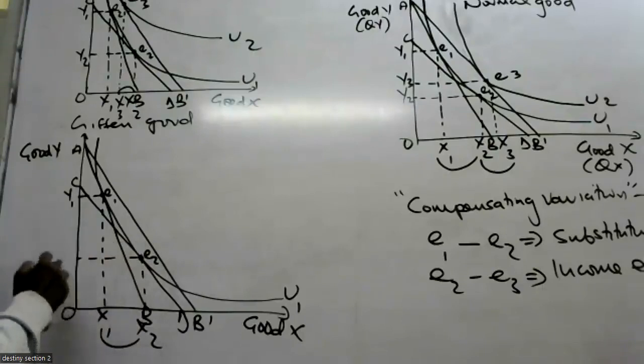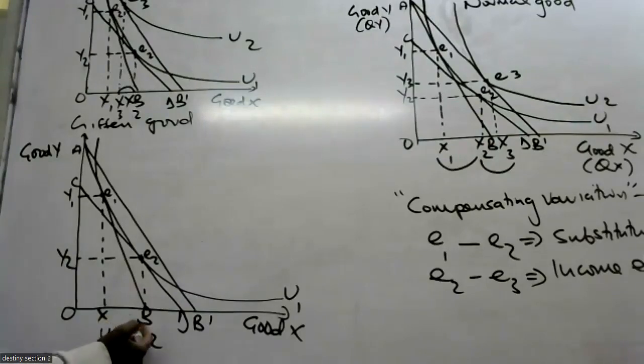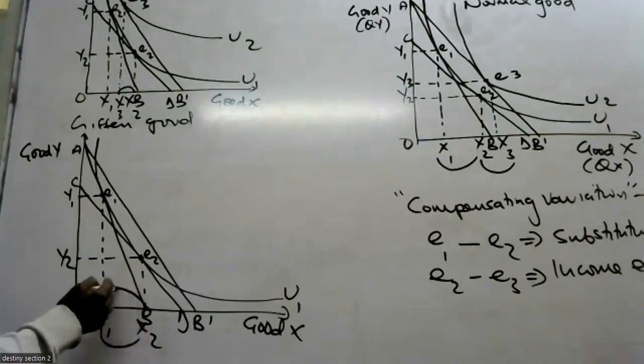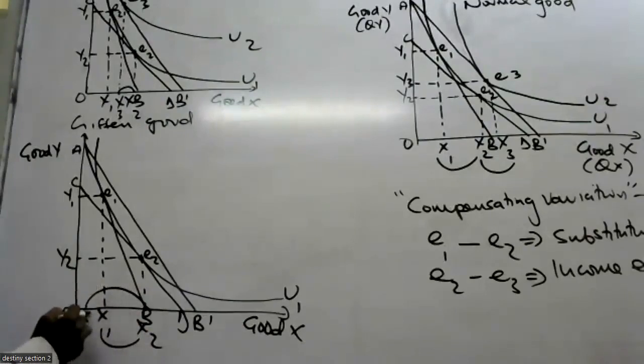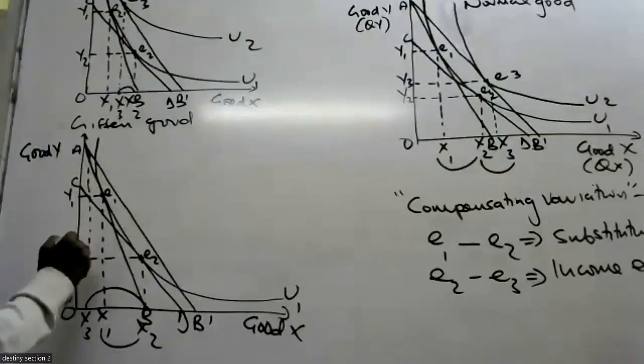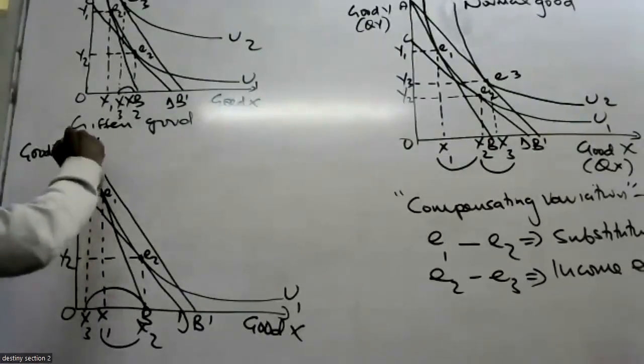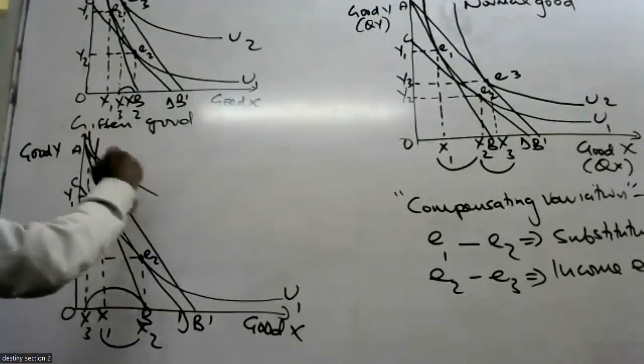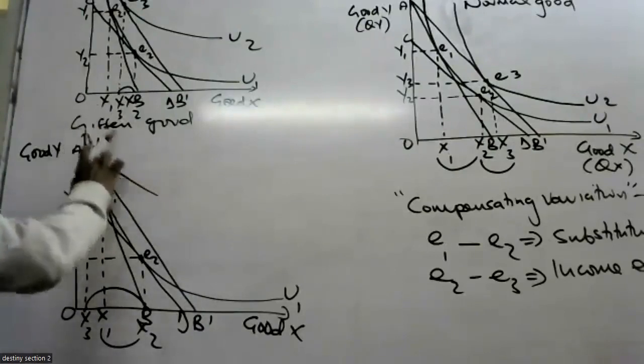That's the substitution effect. What brings the difference is the income effect. But for a Giffen good, the negative income effect will be bigger than the substitution effect. So the substitution effect is X1 to X2. The negative income effect will come all the way like this. This will be X3. So we put X3 there. Make X3 happen so that indifference curve U2 passes through X3, E3 up there.